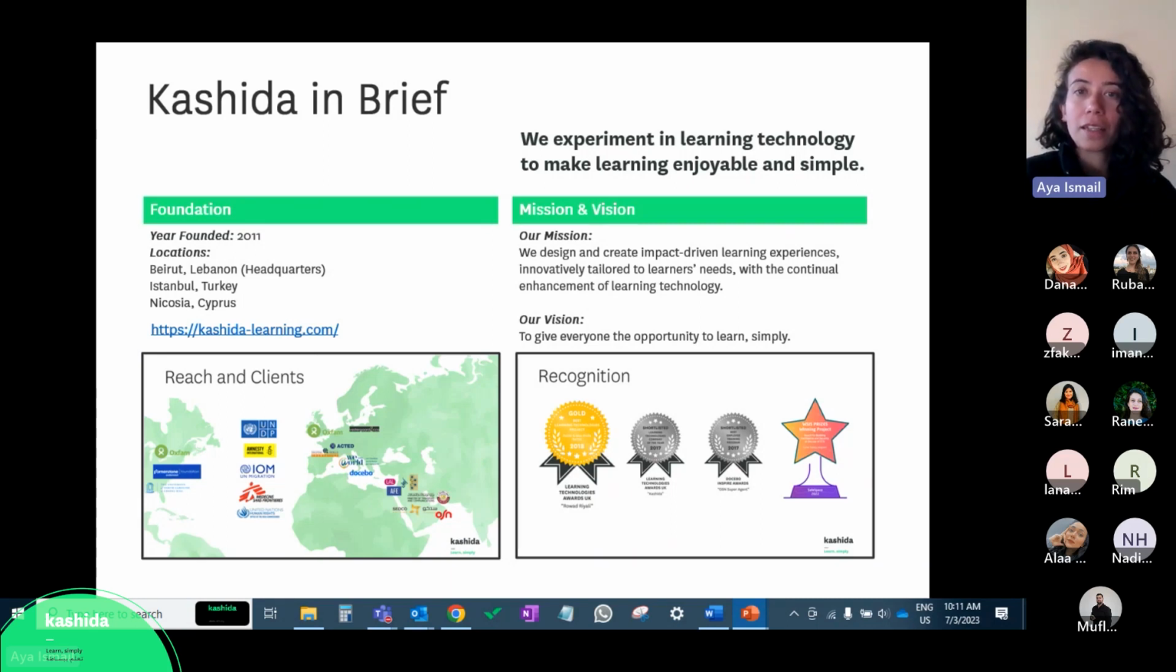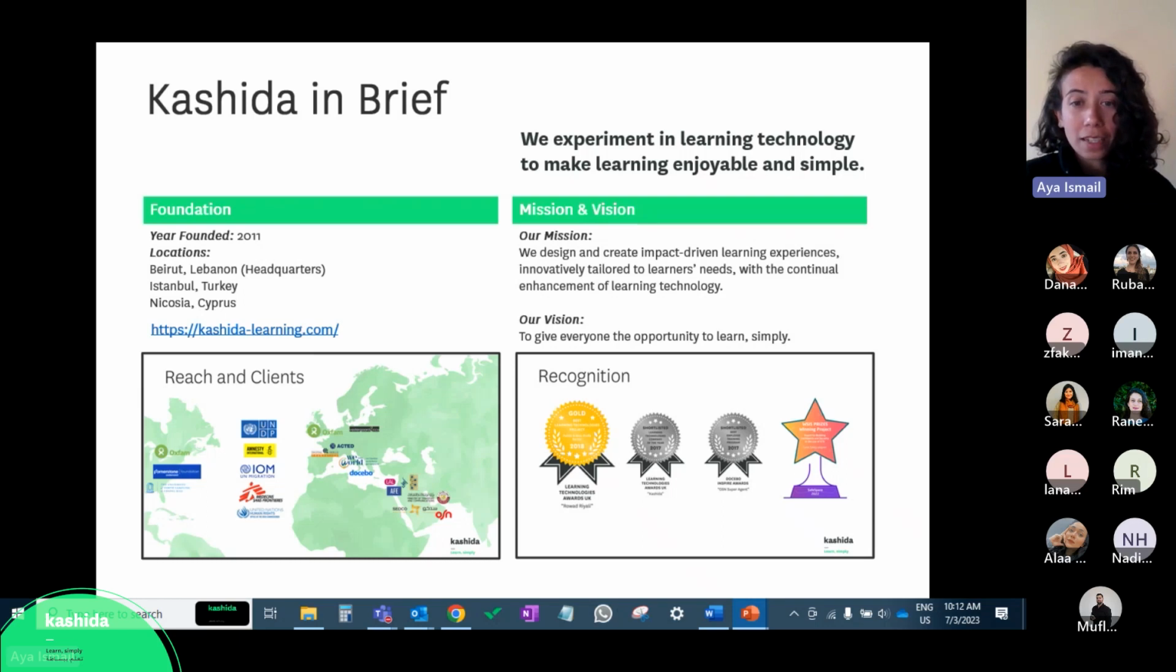Our mission is to design and create impact-driven learning experiences, innovatively tailored to learners' needs, with the continual enhancement of learning technology. And if you want it even shorter and sweeter, basically what we aim to do is to give everyone the opportunity to learn simply.